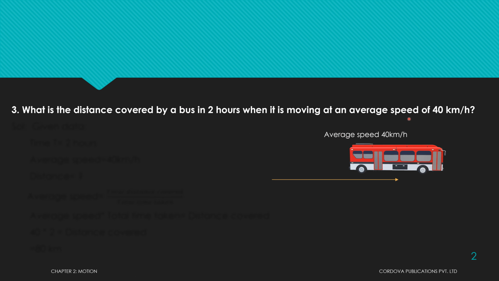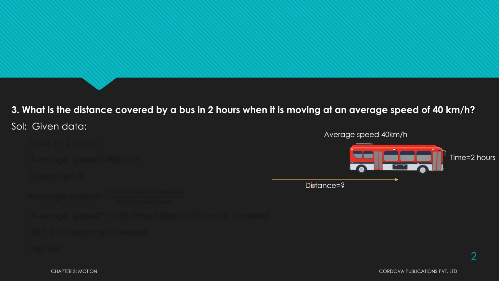This bus has traveled a particular distance. The distance we need to find out. A particular distance with average speed 40 km per hour in 2 hours. And what is the distance that it has covered? I hope you understood the question clearly, right?